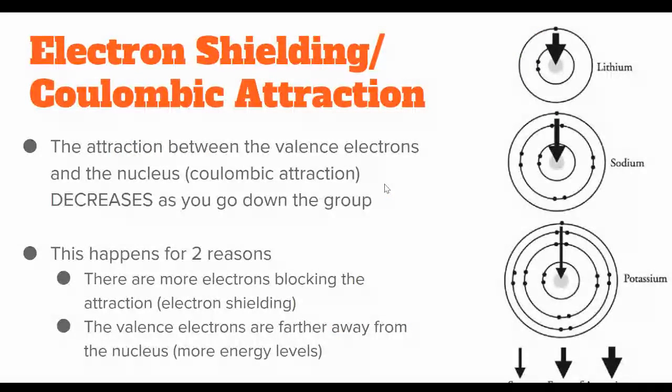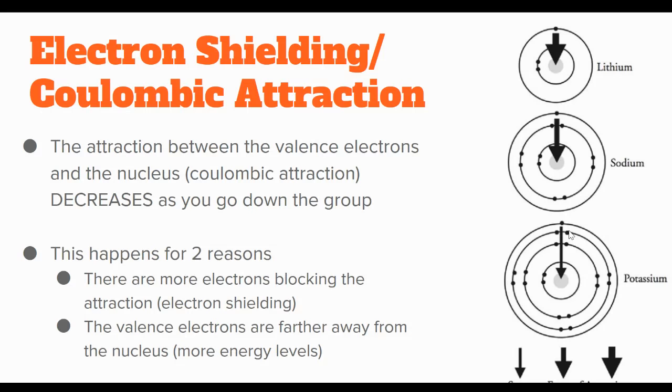So let's look at how this relates to the periodic table. So over here, we have three elements again, and they're all in group 1. And we have lithium, sodium, and potassium. So lithium has 2 energy levels, sodium has 3 energy levels, and potassium has 4 energy levels. And as you can see, our force of attraction, our Coulombic attraction, the attraction of our valence electrons to our nucleus, decreases as you get more electrons.